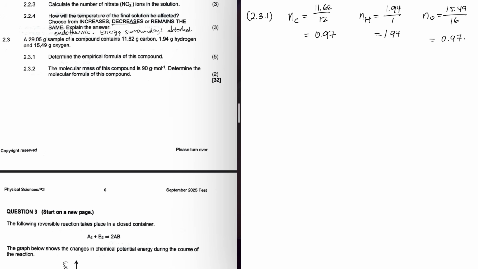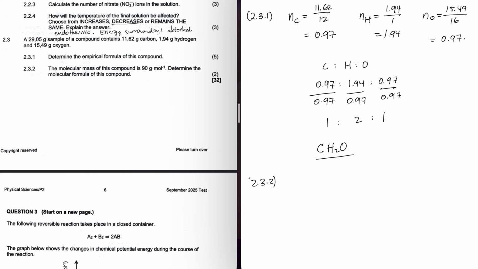Now we can do a mole ratio, carbon to hydrogen to oxygen, 0.97 to 1.94 to 0.97. Now just like in question 1.1, you divide by the smallest number, which in this case is 0.97, to get whole numbers, and that's going to be 1 to 2 to 1. So the empirical formula is CH2O.